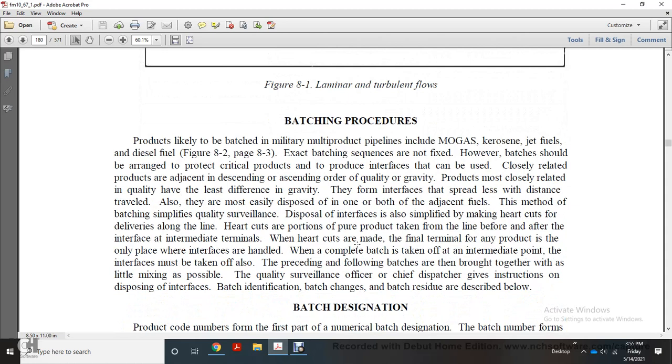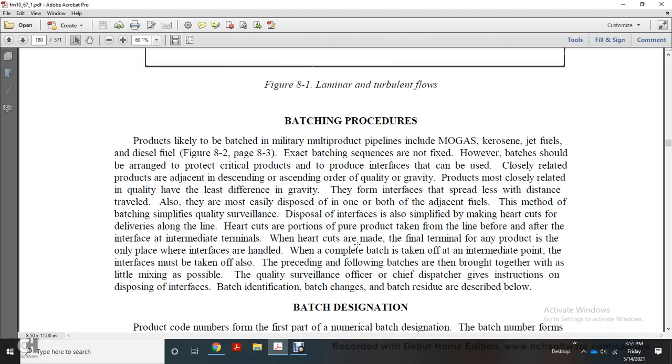Alright, batching products. Products commonly batched in military multi-product pipelines include MoGas, kerosene, jet fuels, and diesel fuels, figure 8.2. Exact batching sequence is not fixed. However, batches should be arranged so that products producing an interface that can be used with closely related products are adjacent, in ascending order of gravity, so that the most closely related qualities have been lost.